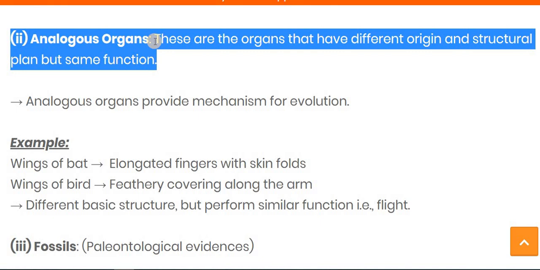That means the structure is different, but they perform the same function. Analogous organs provide us a mechanism for evolution. For example, the wings of the bat, the function of the wings of bats is flying only, same like the wings of a bird, the function is the same: flying.